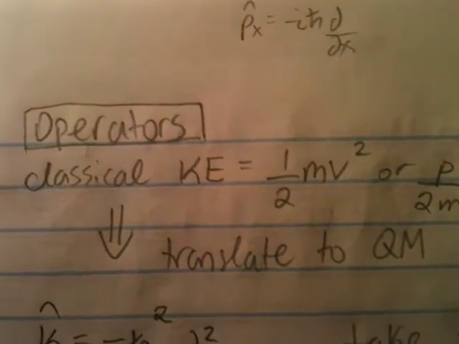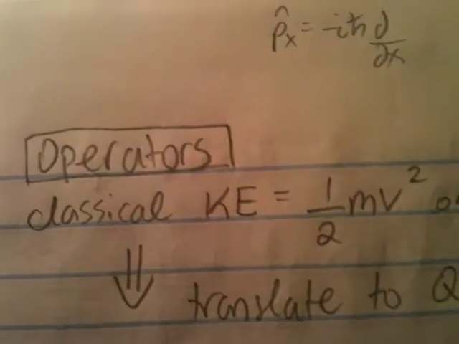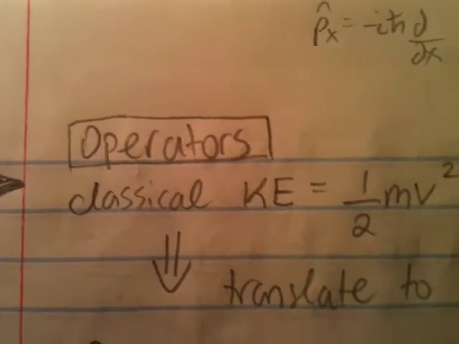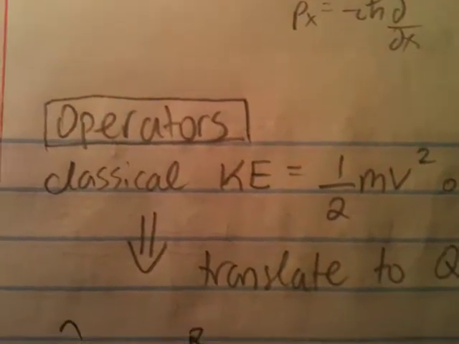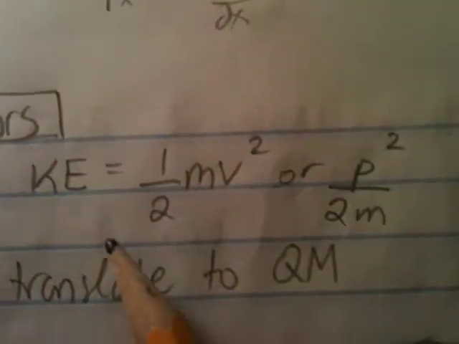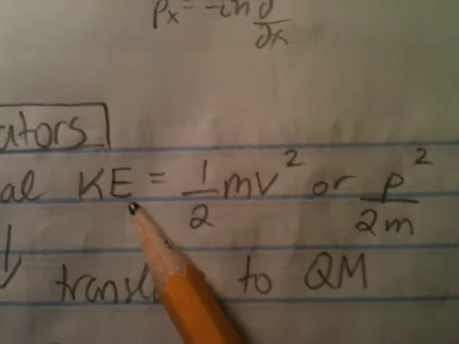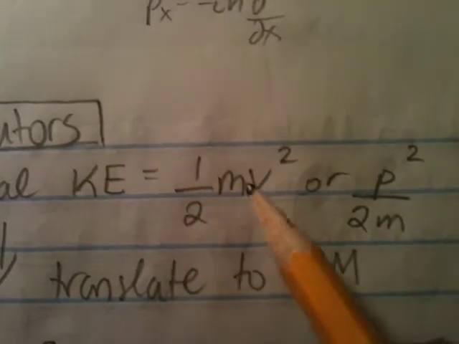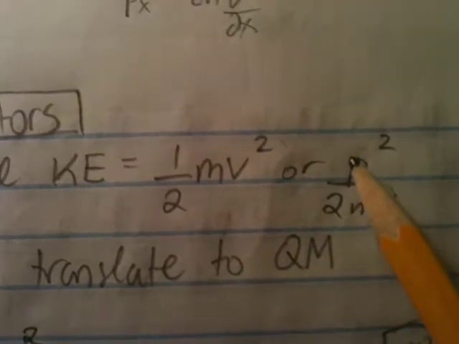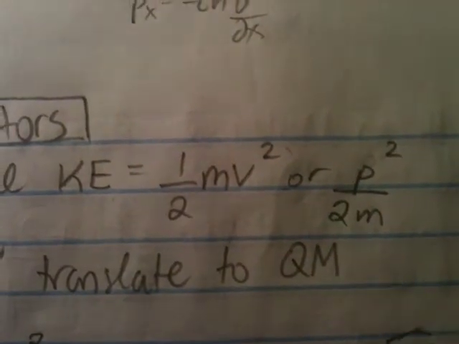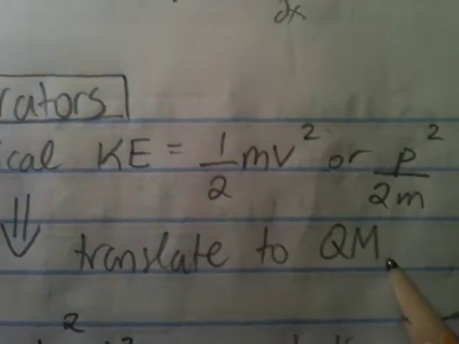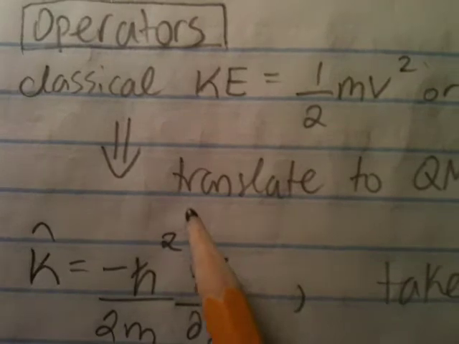Alright, now we're going to talk about operators, continuing in the vein of applying classical terms in quantum mechanics. So, taking kinetic energy as it is classically, 1/2 mv squared, or, as you can also rewrite it, momentum squared over 2m. We want to translate this into quantum mechanics. This is how it's done.